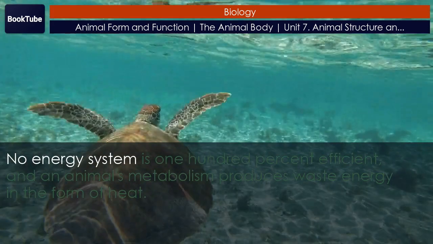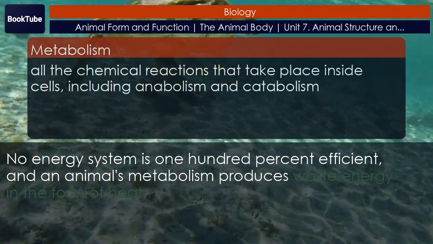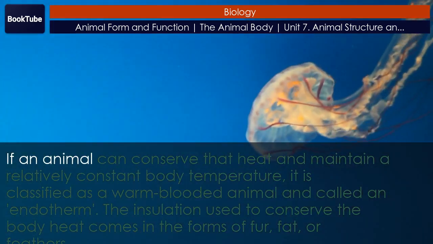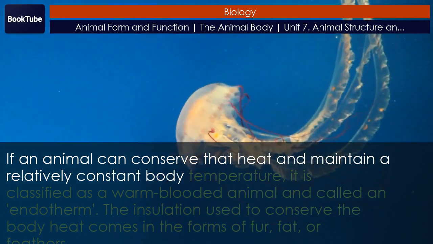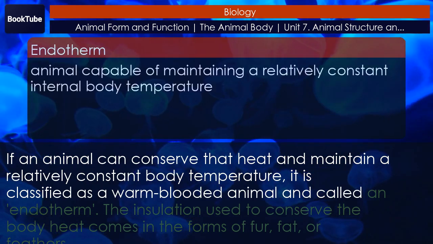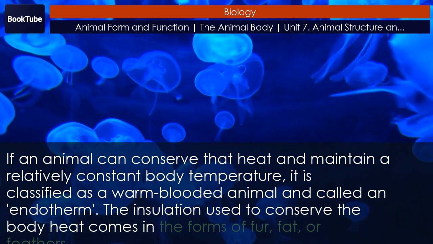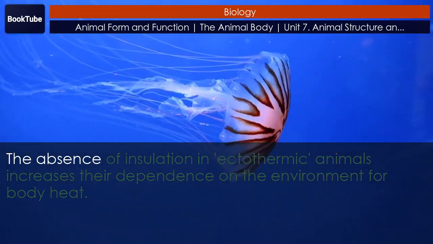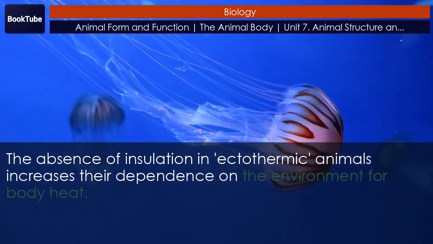No energy system is 100% efficient, and an animal's metabolism produces waste energy in the form of heat. If an animal can conserve that heat and maintain a relatively constant body temperature, it is classified as a warm-blooded animal and called an endotherm. The insulation used to conserve the body heat comes in the forms of fur, fat, or feathers. The absence of insulation in ectothermic animals increases their dependence on the environment for body heat.